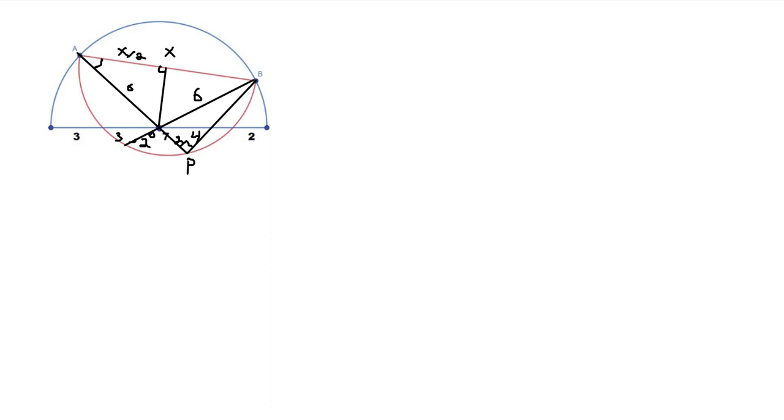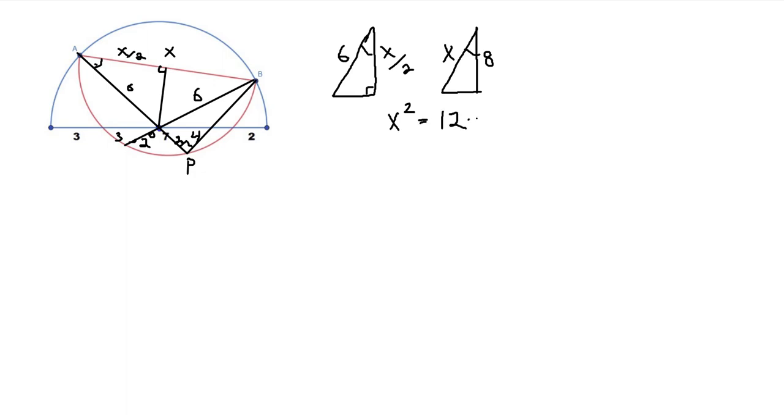Now notice that we have this angle and a 90 degree angle, and we also have this angle and a 90 degree angle, and therefore we have similar triangles. And what's more is that we have the ratio. Let me draw these separately. So in other words, using x as the length of AB, we get two similar right triangles and we can compute their ratios. So we get that x squared is 12 times 8, and so x is equal to 4 times the square root of 6. That is the final answer.